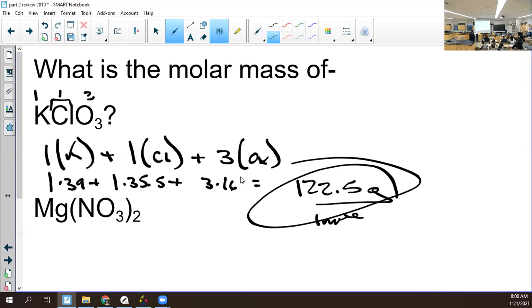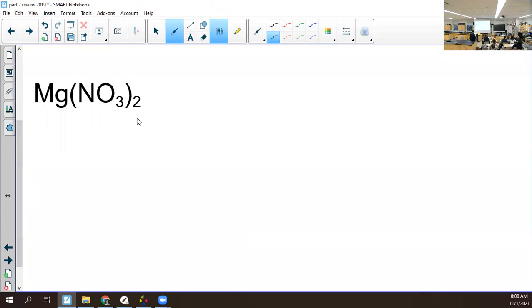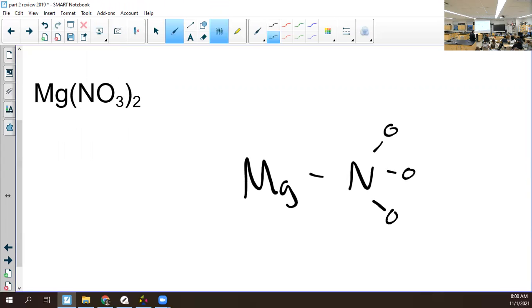Okay, let's look at the next one. Mg(NO3)2. We're not going to do the whole thing, but remember that the 2 on the outside means 2 of everything on the inside. If I were to draw the structure of this molecule, it'd be Mg and then an N with 3 O's and then another N with 3 O's. So tell your partner, in Mg(NO3)2, how many total oxygens are there? 6. How many N's are there? 2, but only 1 Mg, right?